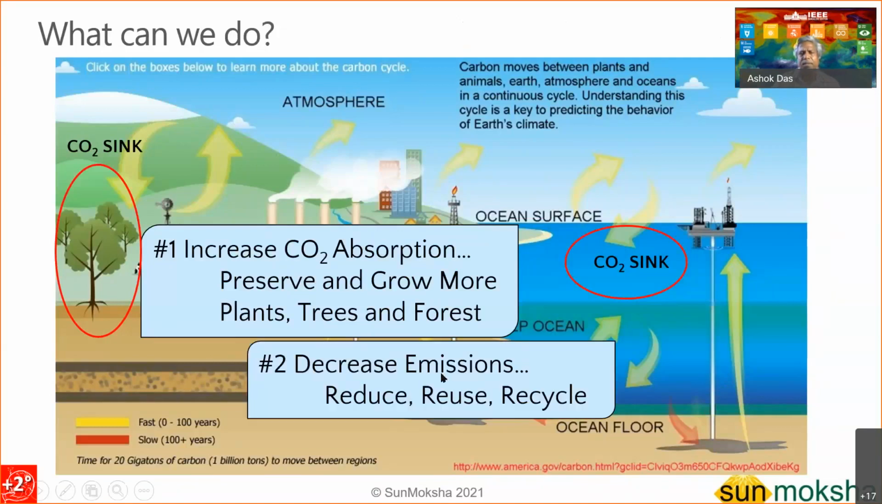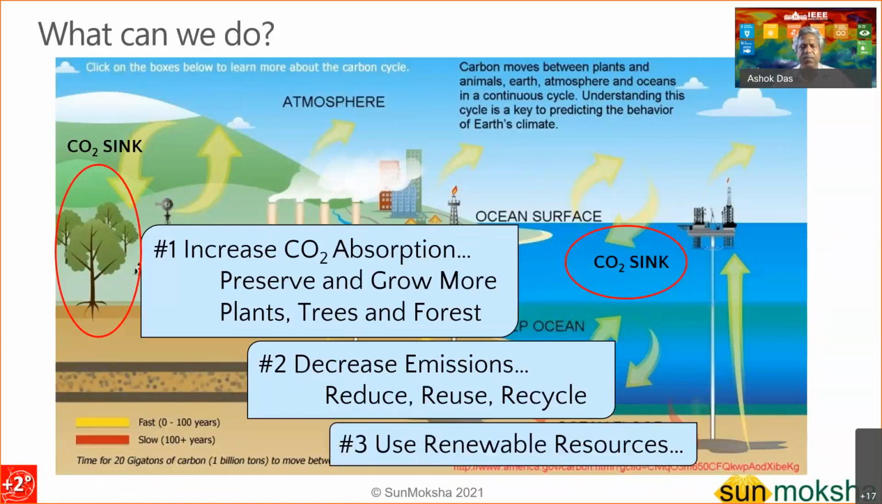Then the second thing is that you need to decrease your emissions. And decreasing is not only about mitigating, but also adaptation. So you reduce, reuse, and recycle. That is one of the key mantras for us to achieve this goal. And the third is, of course, we start to use renewable sources which are non-GHG emitting. So these are the technologies, these are the solutions that fall under the clean technologies.